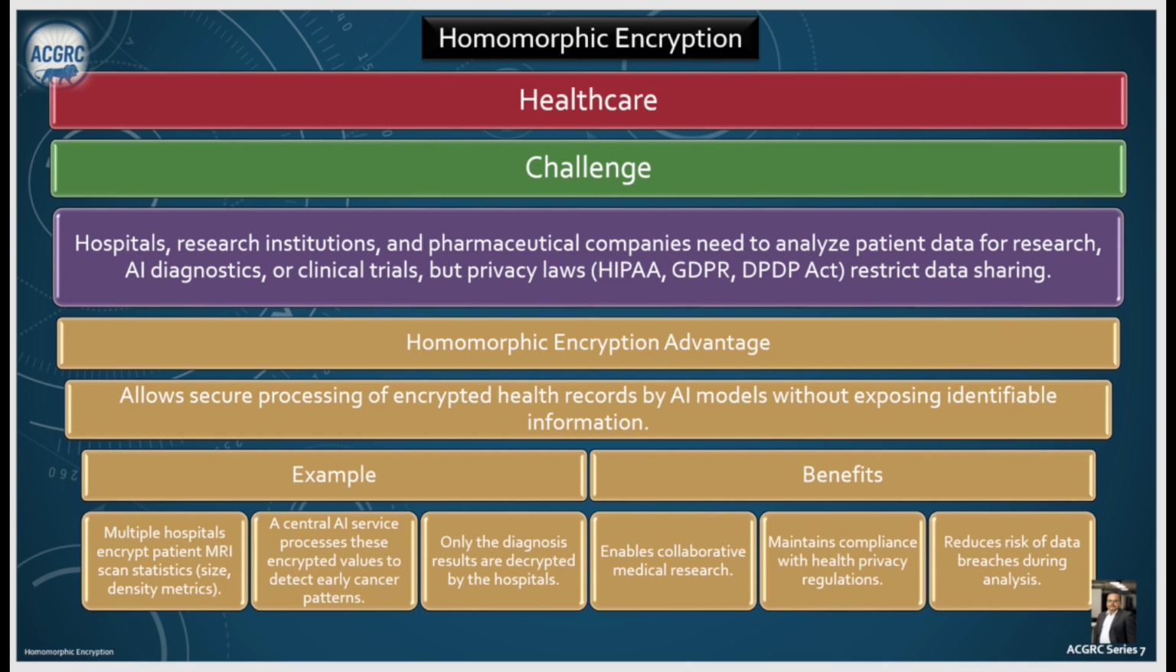Example, it supports multiple hospitals to encrypt patients' MRI scan statistics. A central AI service processes these encrypted values to detect early cancer patterns. But only the diagnosis results are decrypted by the hospitals.